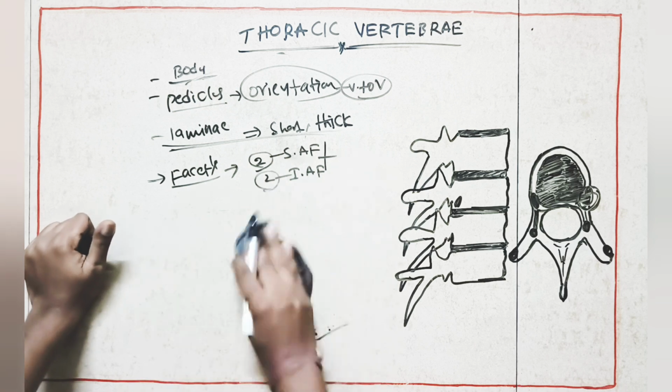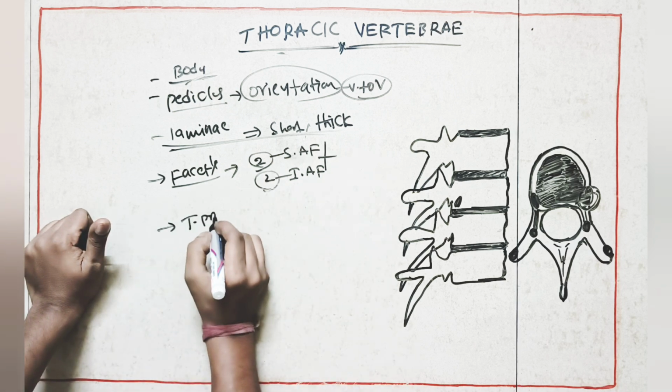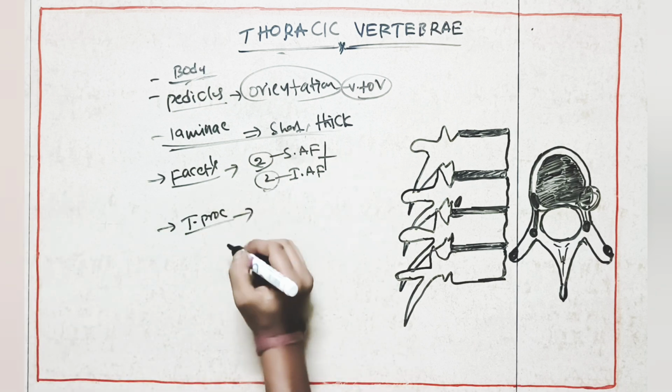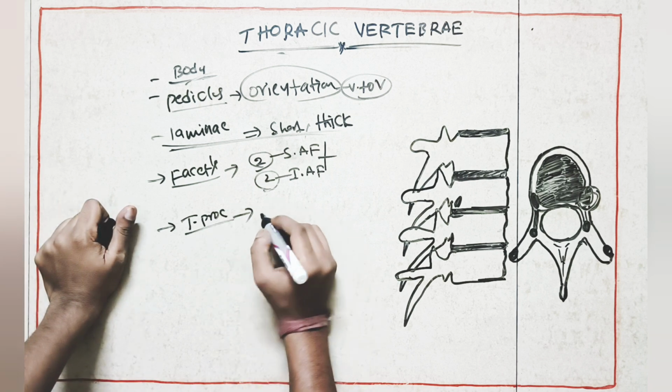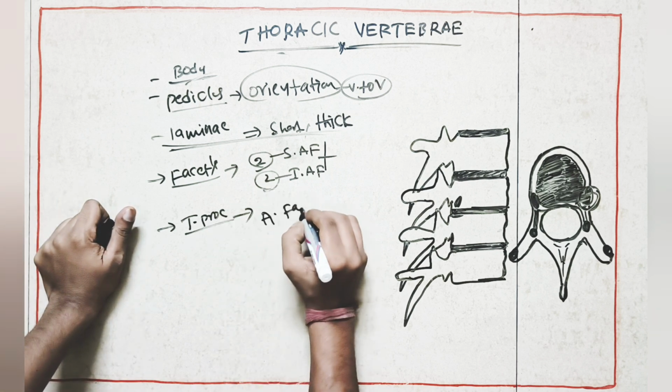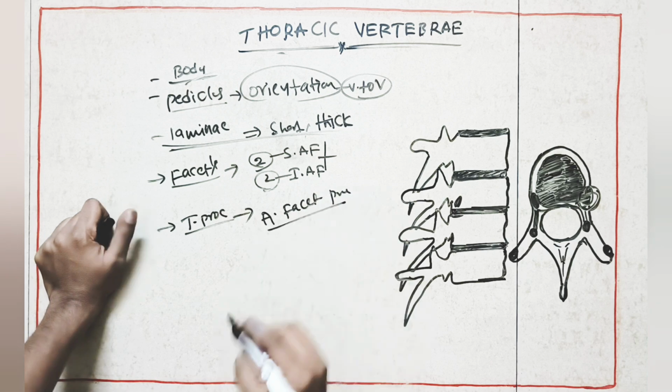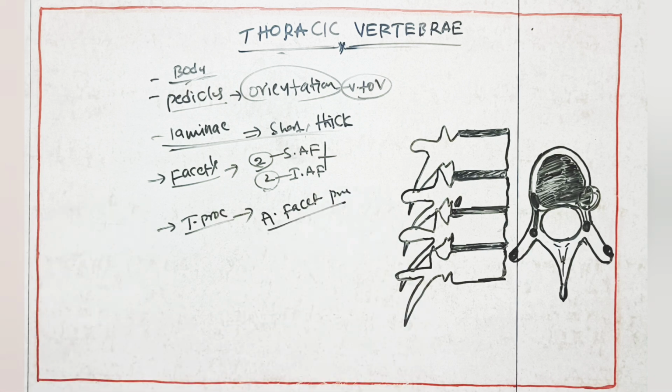Okay, next we come to the transverse process. This is a specialty here. The transverse process of the thoracic spine is like the usual transverse process, but one specialty is that an articular facet is present over the transverse process of the thoracic spine.